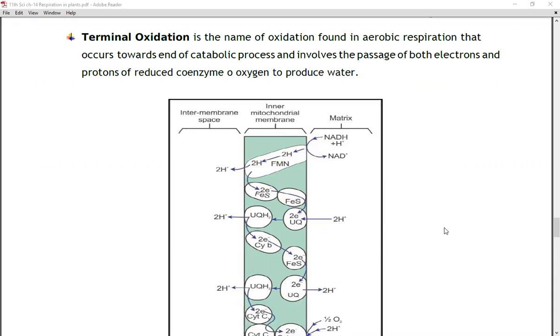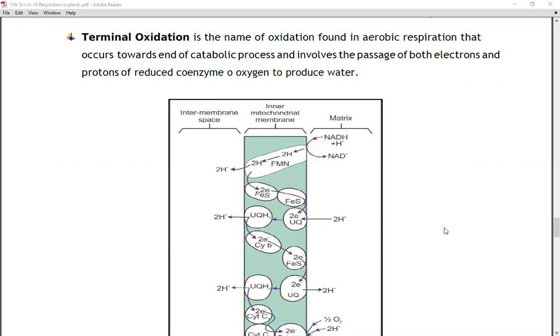Today we are going to see 11th science biology and resume chapter 14, that is respiration in plants. We have already covered so many topics of this chapter, and yet we are going to see the next topic, and that is terminal oxidation. Terminal oxidation is the name of oxidation found in aerobic respiration that occurs towards the end of the catabolic process and involves the passage of both electrons and protons of reduced coenzyme to oxygen to produce water.